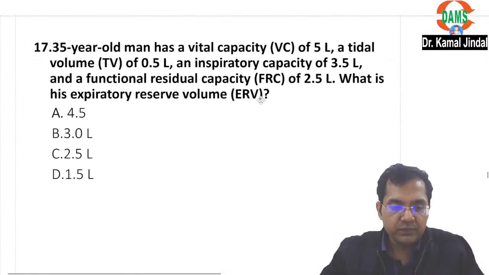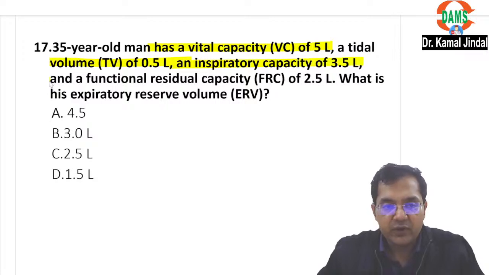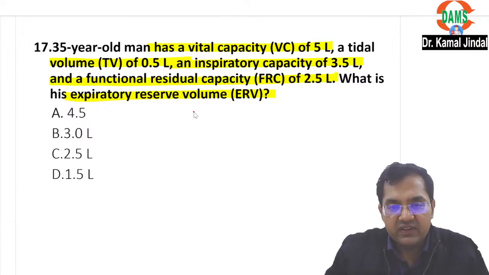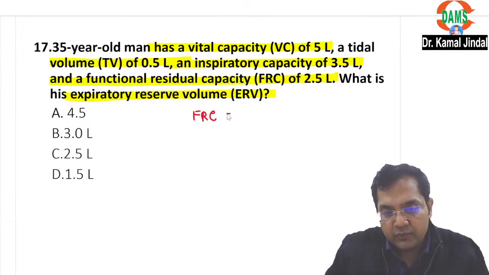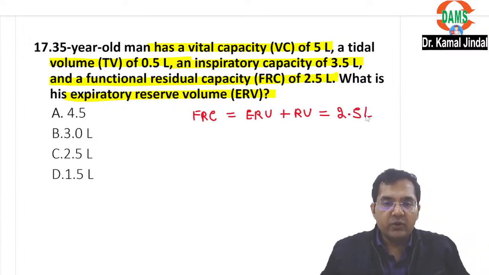A 35-year-old man has a vital capacity of 5 liter. Another very interesting calculation based question. Tidal volume 0.5, inspiratory capacity of 3.5 and FRC of 2.5. What is his expiratory reserve volume? Remember, FRC is given to you, which is ERV plus RV. This is given as 2.5 liter, right? So let's look at the options again.